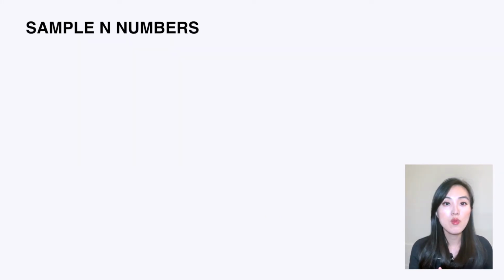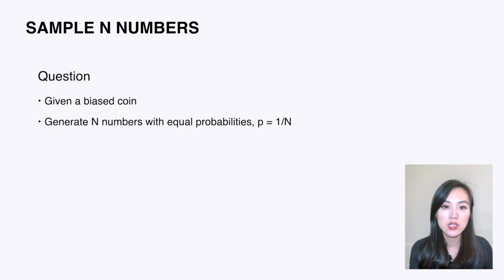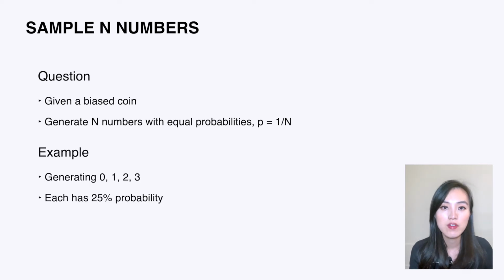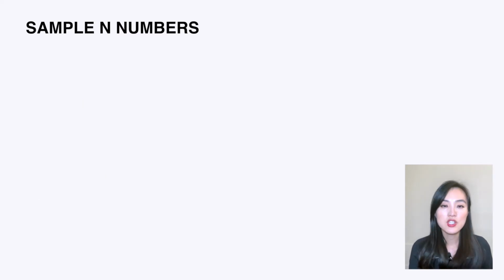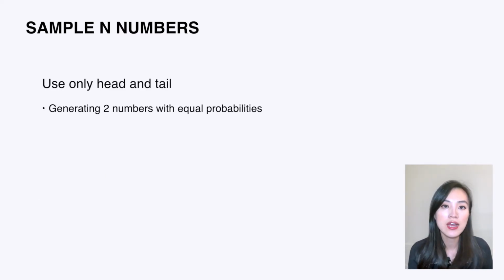Moving on, we have a more advanced version of the problem. Instead of asking you to generate a fair coin from a biased coin, the question asks you to generate a range of n numbers with equal probability 1 over n from a biased coin. For example, generating numbers 0, 1, 2, 3, each with a 25% probability. As you may have noticed, if we use head and tail to represent 0 and 1 respectively, we are able to simulate two numbers with equal probability.